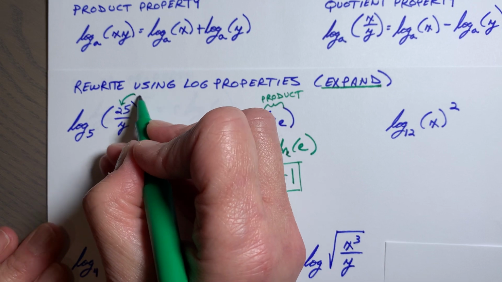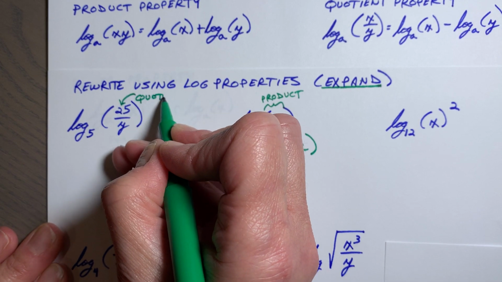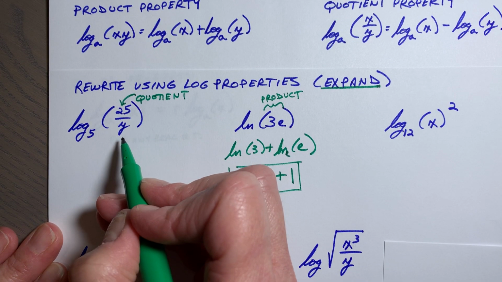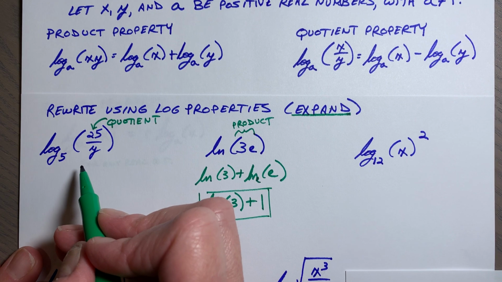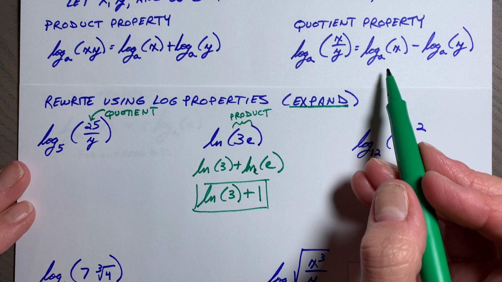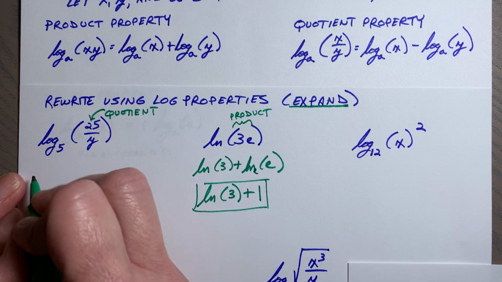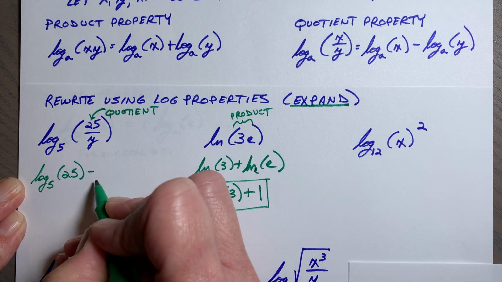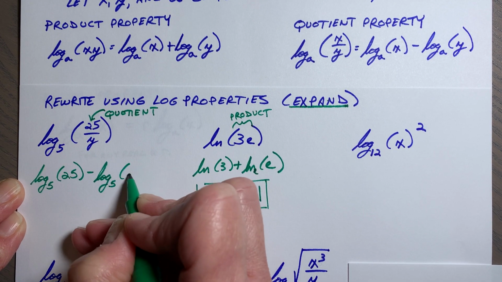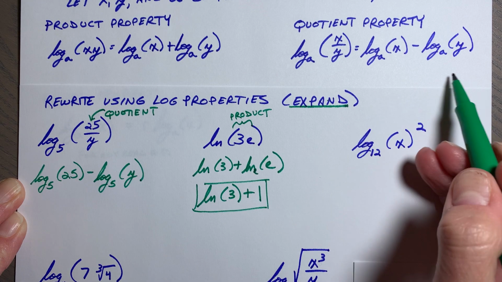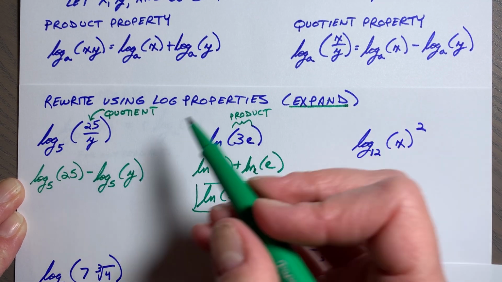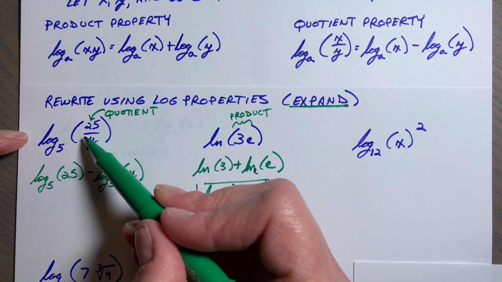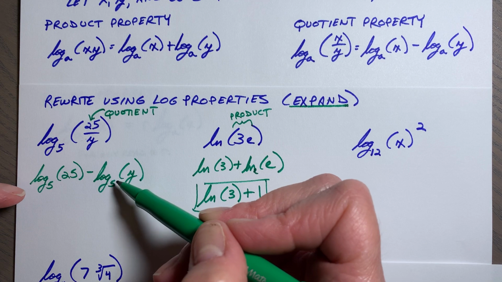So if we're going to come over here, we're going to look at an example with a quotient. Here I've got the argument is 25 divided by y. So our quotient property tells us that we can expand this and write it as log base 5 of the numerator minus log base 5 of the denominator. So just following this exact pattern. I feel like that's an expansion because we went from a single log expression to a difference of 2 log expressions.